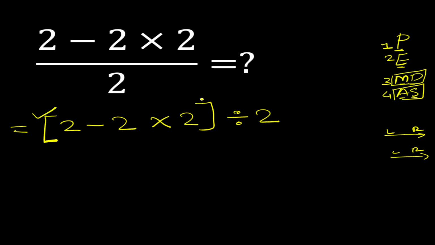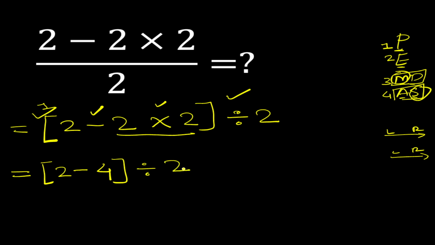So in this question we have one parenthesis and one division. So first priority is parenthesis. So in this parenthesis we have one subtraction and one multiplication. So according to PEMDAS, first we have to solve multiplication, then we have to solve subtraction, right? So first we have to solve this multiplication. So now 2 minus, now solve this multiplication, 2 times 2 is equal to 4.